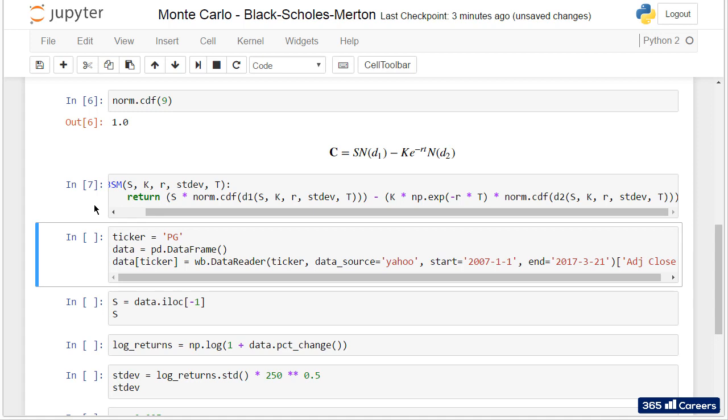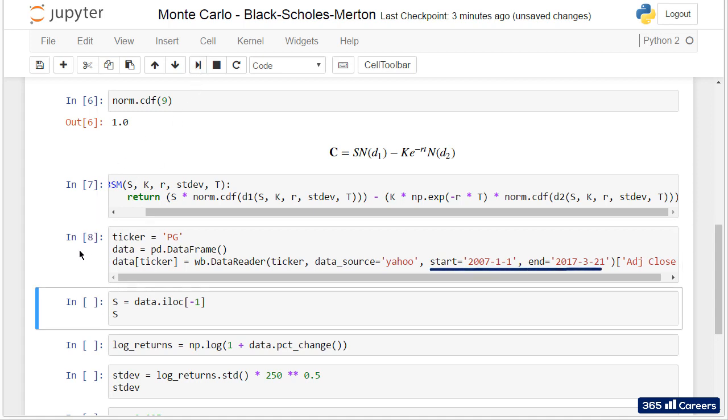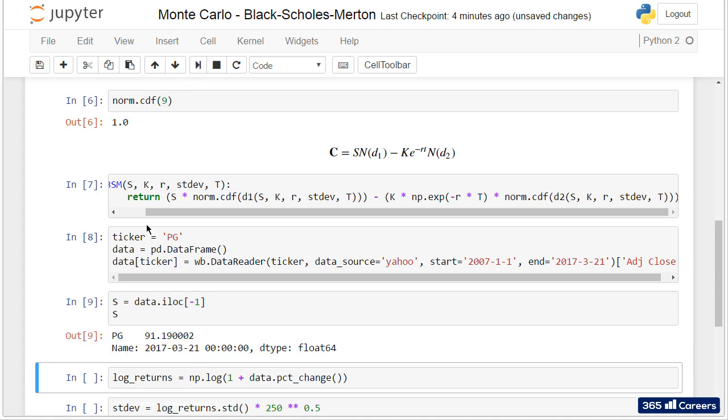Great! Okay, we defined all the necessary functions. Let's apply them for P&G. I'll download data from the 1st of January 2007 again. Then the iloc method with -1 written within the index operator will deliver the current stock price. We have a value for our variable S.